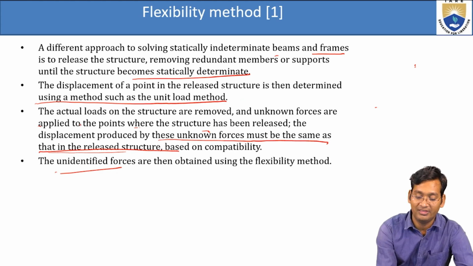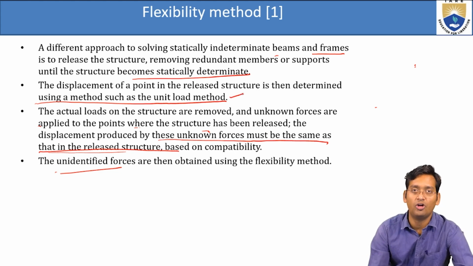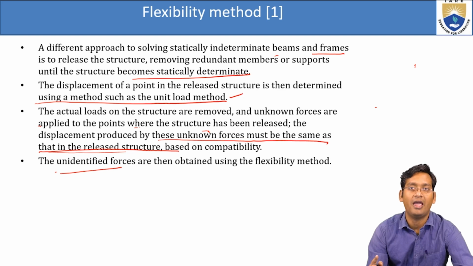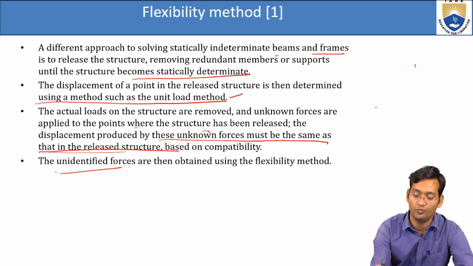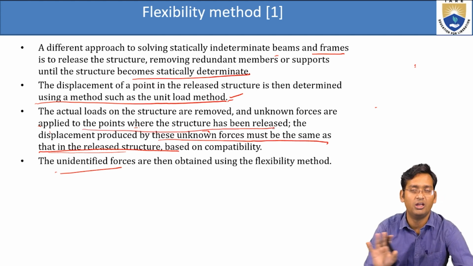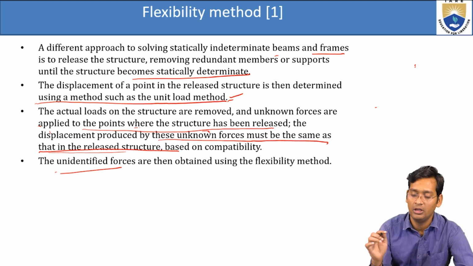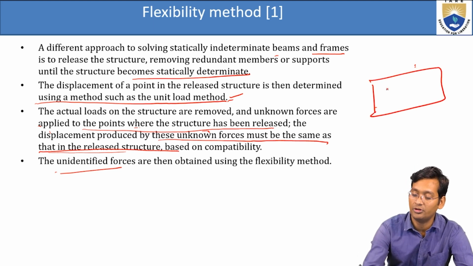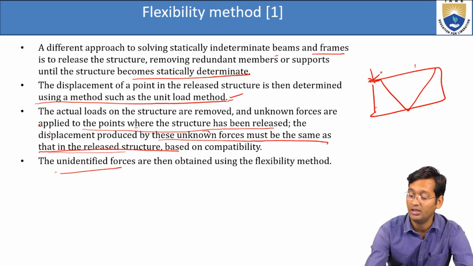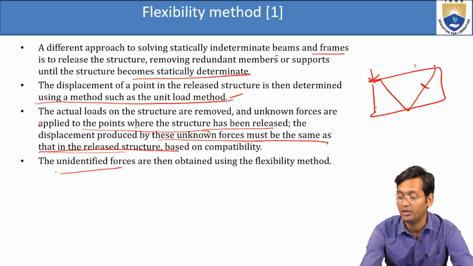Now just see how the actual loads on these structures are removed and unknown forces are applied. After removing this, remove all the actual loads that were acting, and then apply the unknown forces to the points where the structure has been released. So wherever the actual load is acting, just remove that one. Suppose a load is acting here, right? Now we are removing this load at this point.